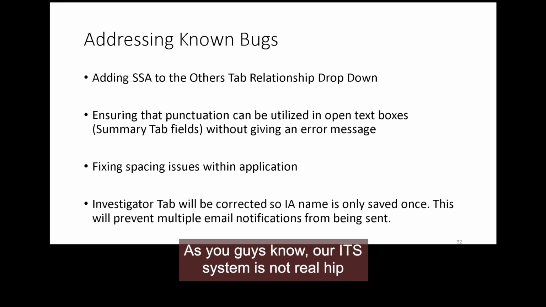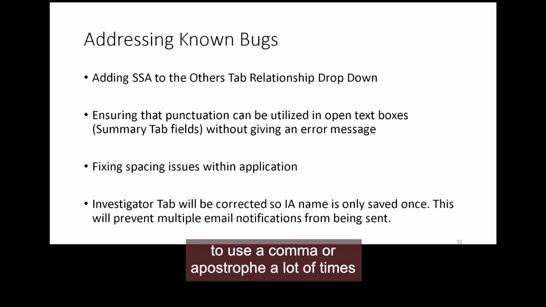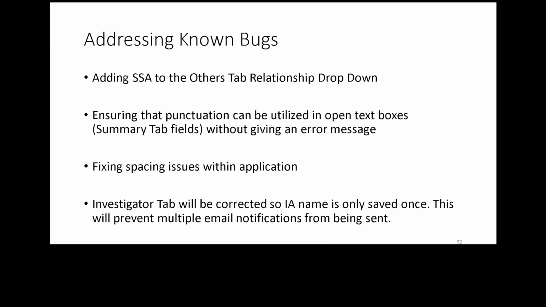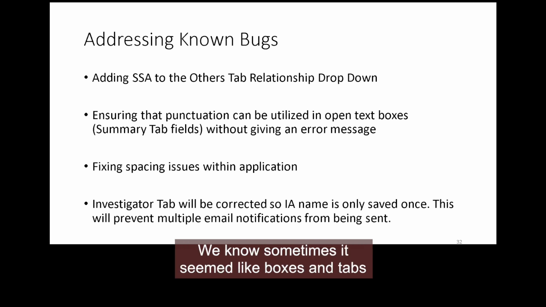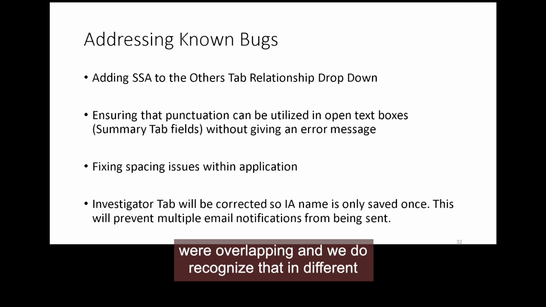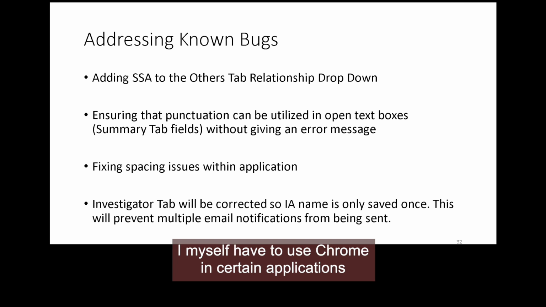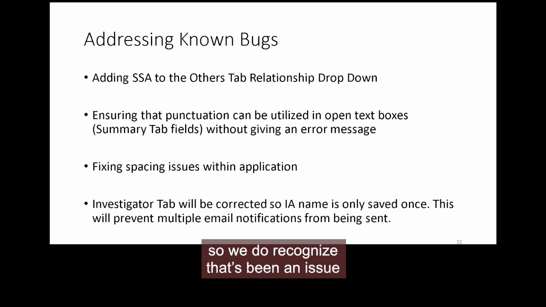As you guys know, our ITS system is not real hip on proper punctuation. So if you try to use a comma or apostrophe, a lot of times it would give you an error message. So we've tried to clean that up tab by tab, and the last one is the summary tab. We've tried to fix those things, so hopefully that will be corrected. We tried to fix some spacing issues. We know sometimes it seemed like boxes and tabs were overlapping, and we do recognize that in different browsers this application works differently. I myself have to use Chrome in certain applications and Internet Explorer in others, so we do recognize that's been an issue.